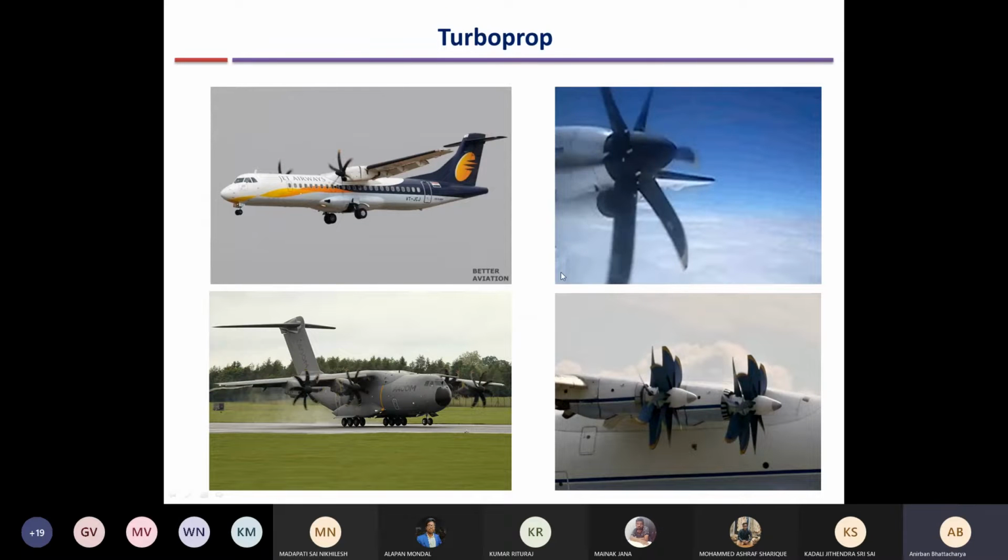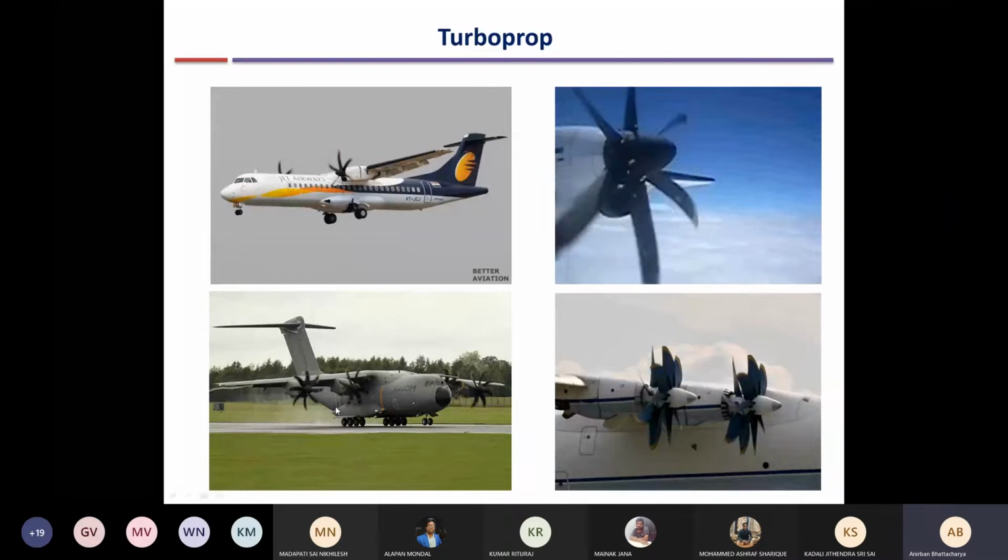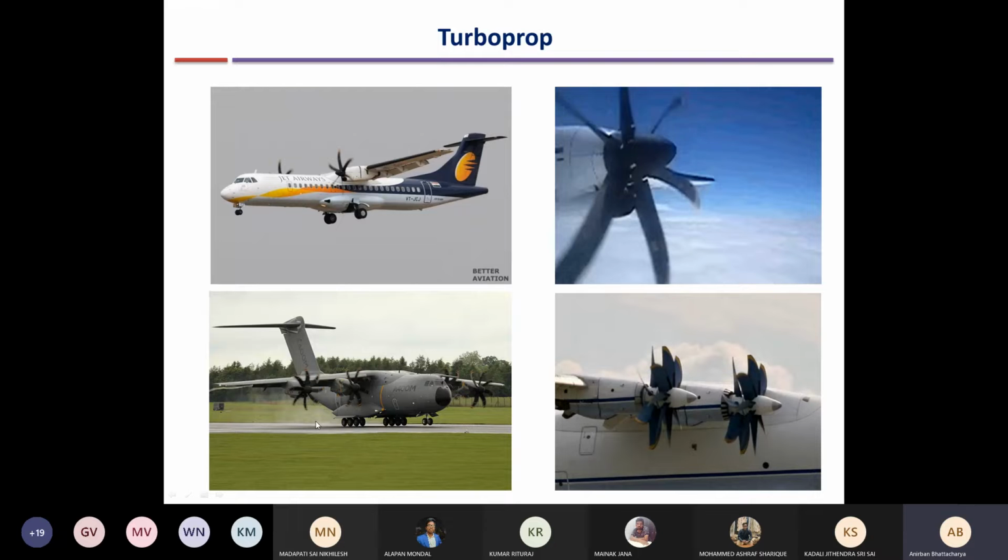Turboprops are also used for very large military aircraft which need to operate at low velocities but need to generate a very large amount of thrust at low velocities. Like, I forgot the name of this. In many movies you have actually seen this type of aircraft.